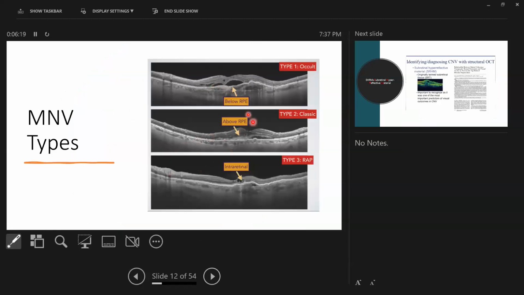So again, before we leave the subject, just to refresh our memory: type 1 MNV is below the RPE, type 2 MNV is above the RPE, and type 3 MNV is within the retina, intraretinal. So just keep these three images in your mind. And there is no more occult, no more classic, no more RAP. It is MNV, macular neovascularization.